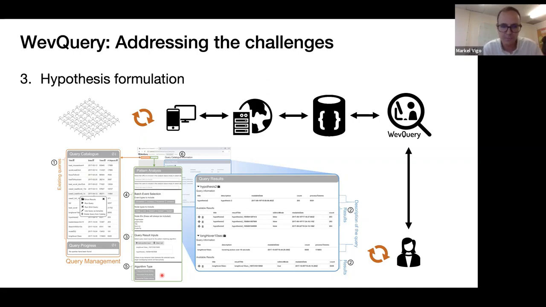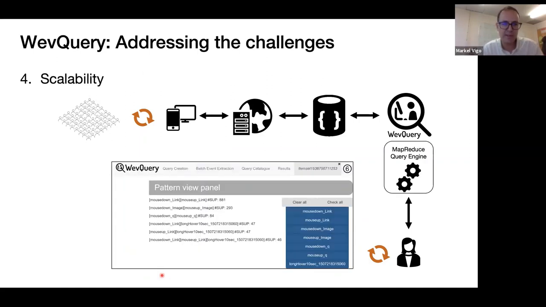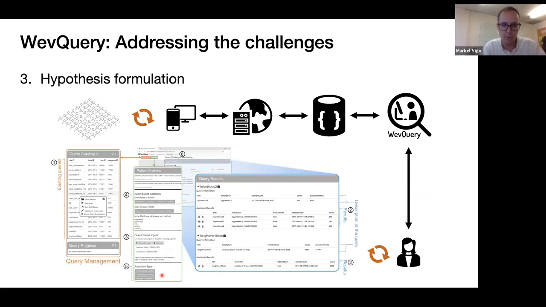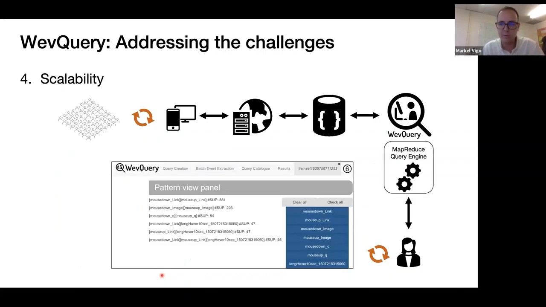And we also address the scalability problem, because running these queries and these algorithms is computationally demanding. So if we incorporate here a MapReduce query engine, you could run these kinds of queries on millions of data points on just a consumer laptop. And what you see here on the screen is the most frequent sequences of events of a query, just an example of that.